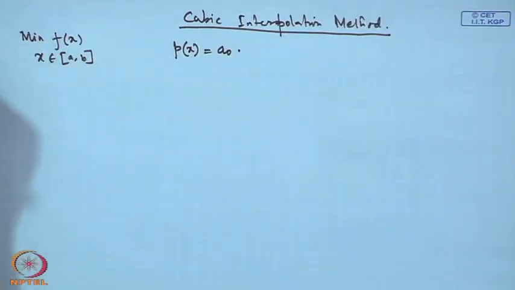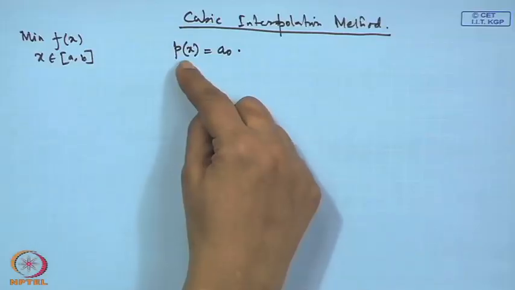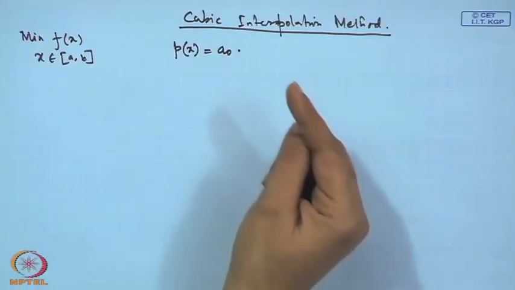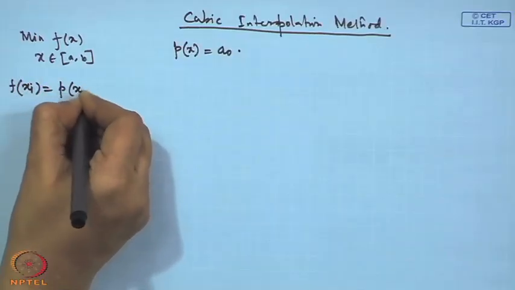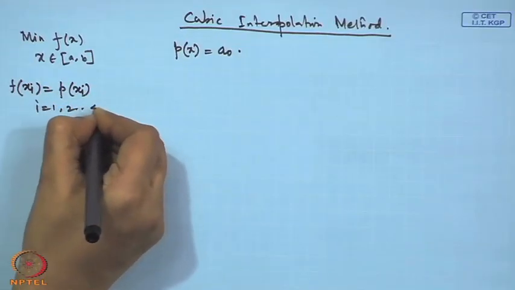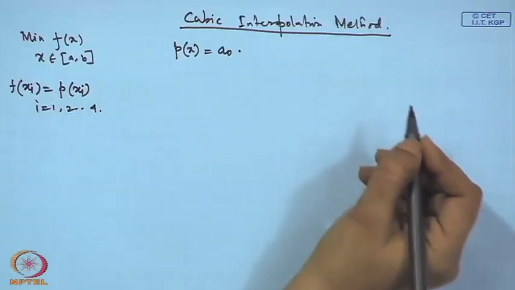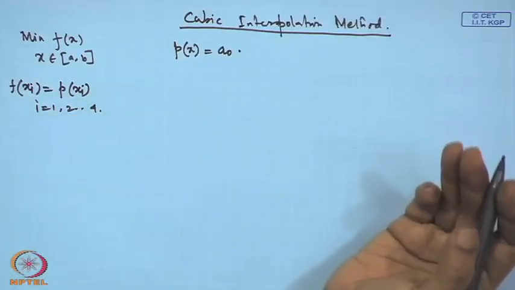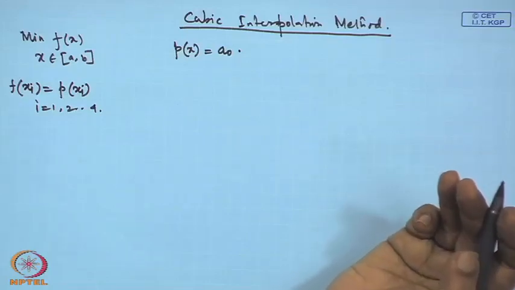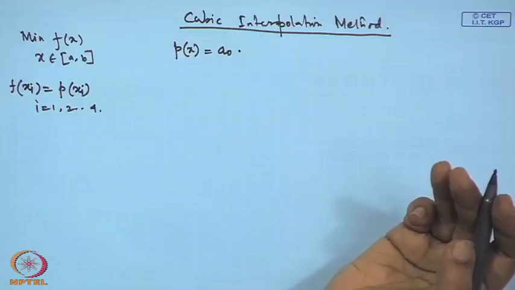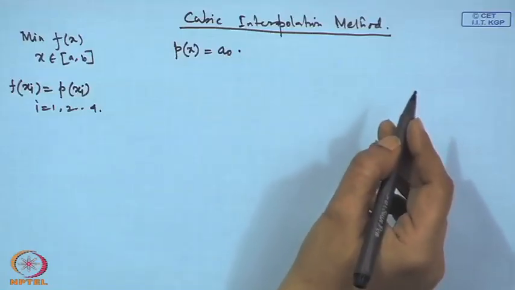How to get 4 equations? Either the functional values at 4 points are given to us, and we equate the functional value of f and the functional value of the polynomial. That is, we calculate f x i equal to p x i for i equal to 1 to 4, and we can get the values for a0, a1, a2 and a3. Otherwise, we can have functional values at 2 points and derivative values at the same 2 points. That means we will again have 4 equations and 4 unknowns, which is also quite possible.